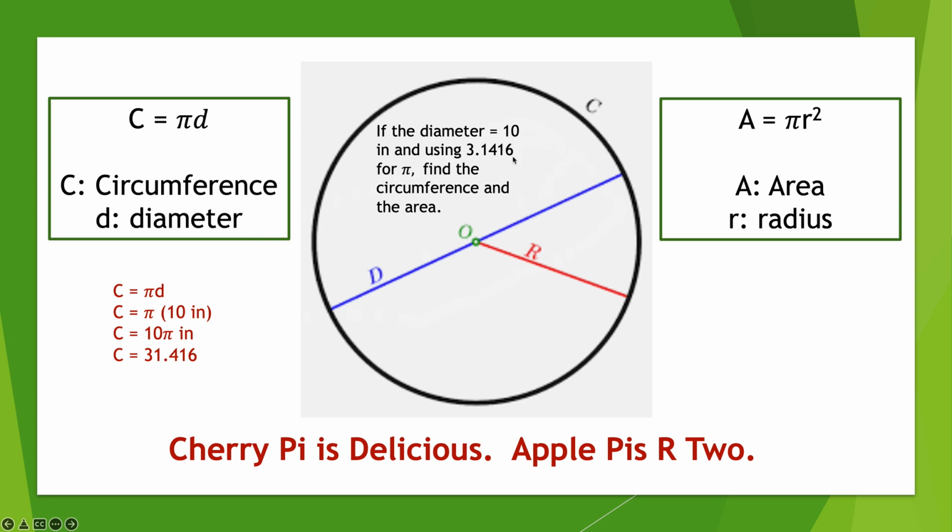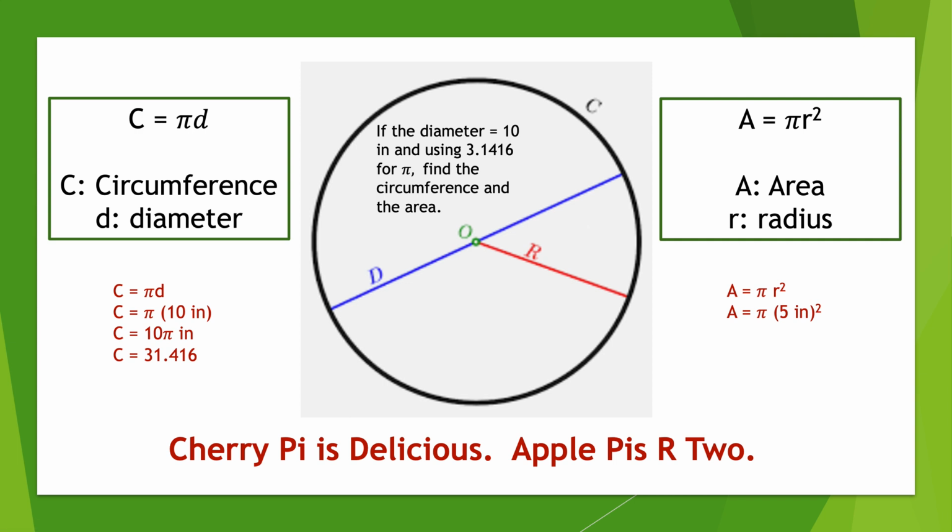Now, as far as area goes, the big difference is the circumference formula uses a D for diameter. The area formula uses an R for radius. So the first thing I have to do is say, okay, area is pi r squared, or apple pies are too, but then the radius is 5 inches. So it's not 10 like the last time. 10 was the diameter.